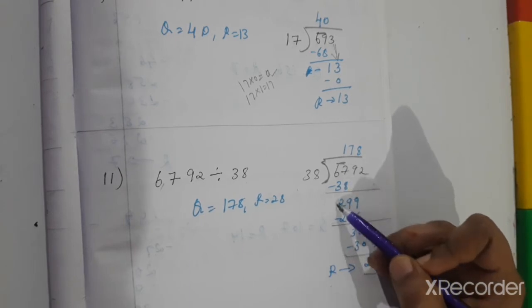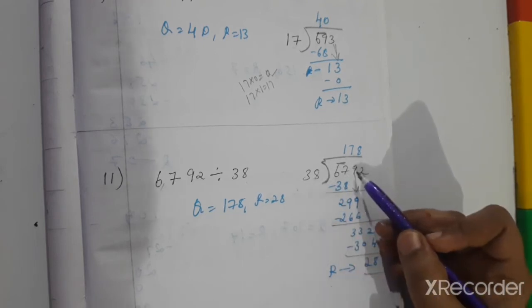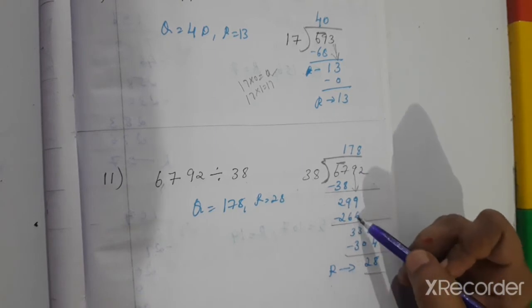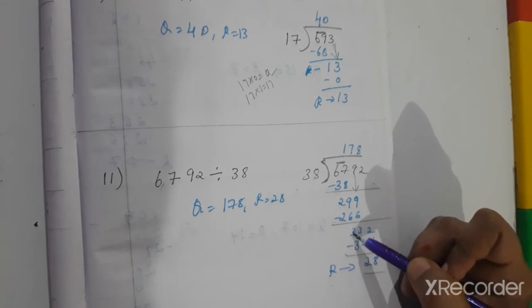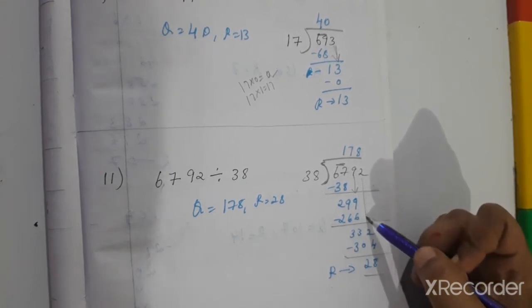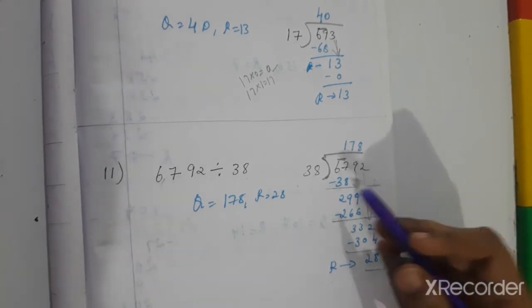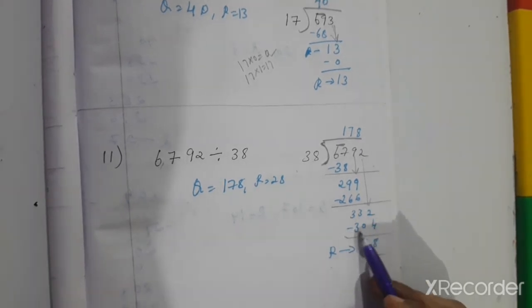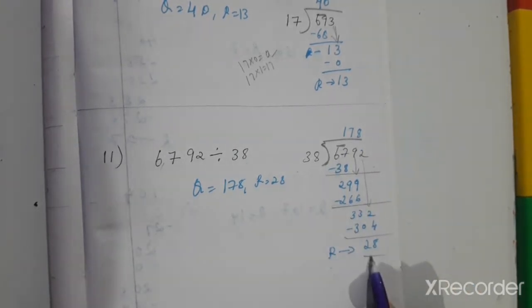Now 67 minus 38 is 29, and bring 9 down because 29 is less than this. In each case we can bring one number down. 38 sevens are 266, that is a nearer one. And subtract 299 minus 266, that is 33, and bring one number down, that is 2. Now 332. 38 eights are 304, that is a nearer one. Now 332 minus 304, so after subtracting, answer is 28. So quotient is 178 and remainder is 28.